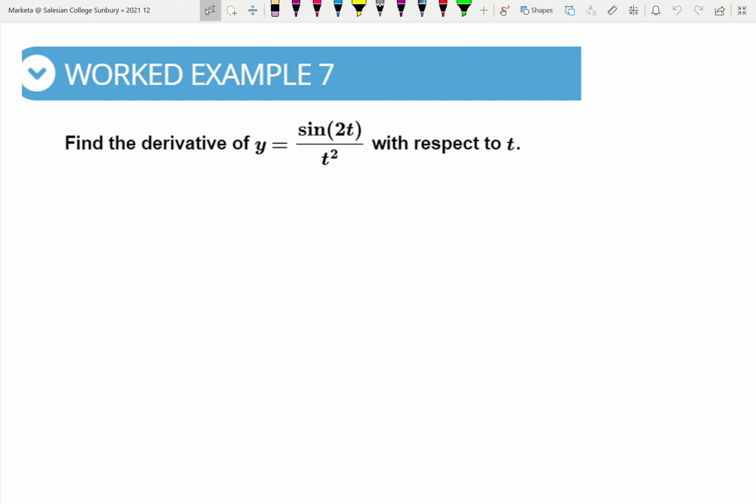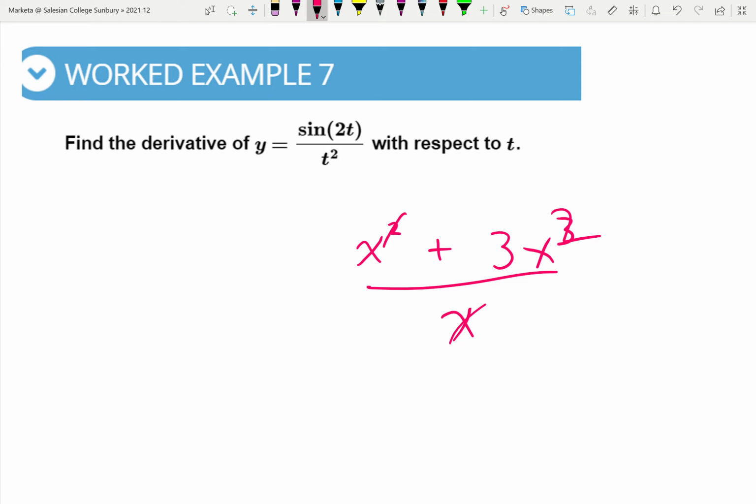What we can notice about this is it's not something where we can simplify and then differentiate in the easy, normal way. If we had something like x squared plus 3x cubed on x, then it would be inappropriate to use the quotient rule. You should simplify or cancel down, find your common factors, and then you would have x plus 3x squared, and then you could differentiate that, and that would be much easier than doing it with the quotient rule. You could do it with the quotient rule, but it would be a waste of time.